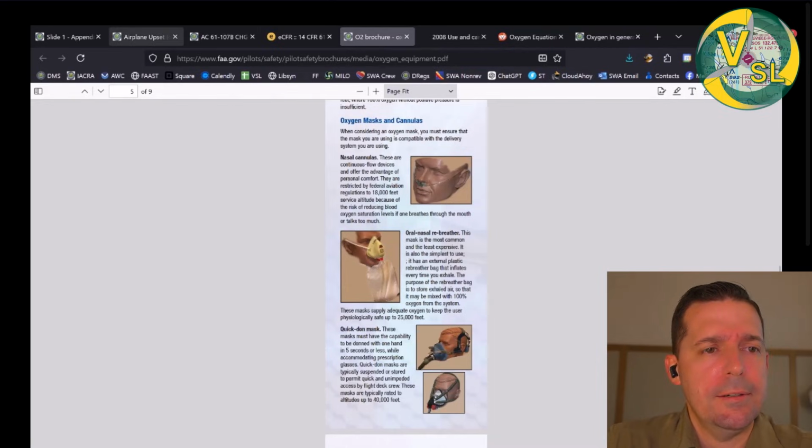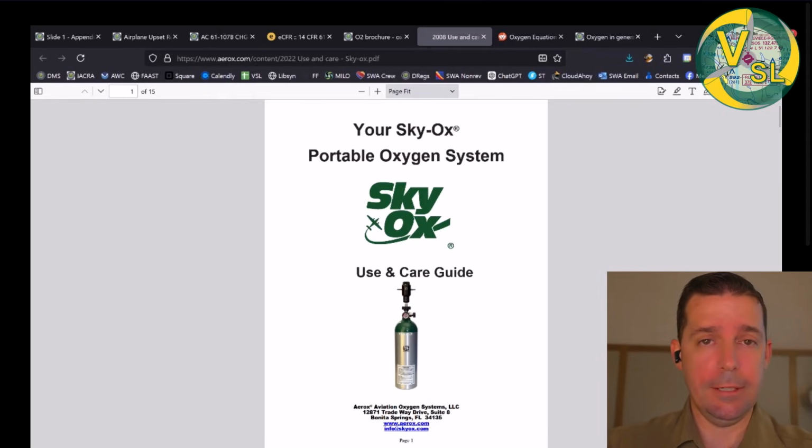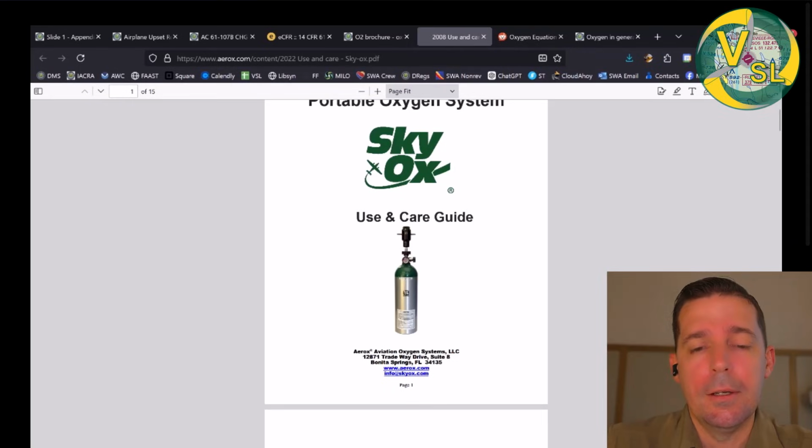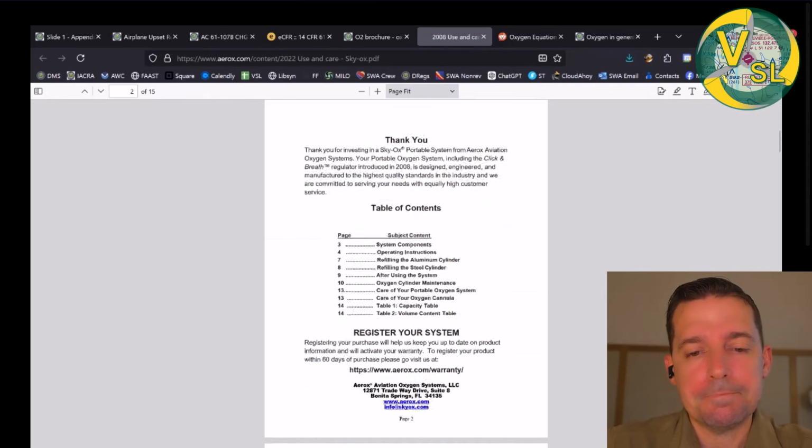And what I've got here is an example of the SkyOx portable oxygen system. They're not a sponsor or anything. I just found their stuff online a little bit easier. So this is hopefully familiar. Maybe you've seen one of these around an airplane at the local FBO. Some FBOs even sell this sort of stuff. But this is called SkyOx.